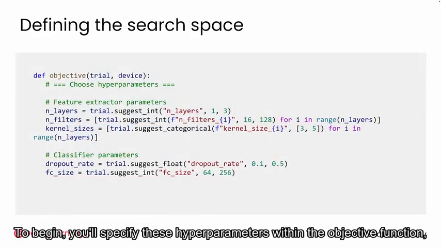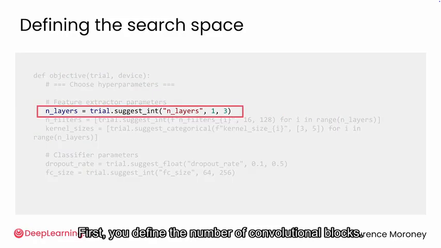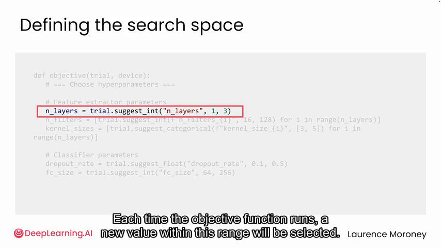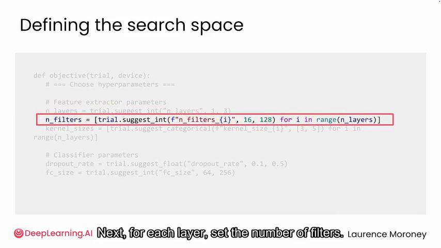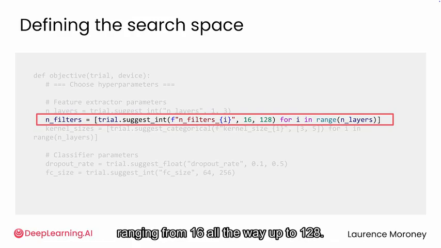To begin, you'll specify these hyperparameters within the objective function, which encapsulates the entire model training and evaluation process. First, you define the number of convolutional blocks. Using the trial object in the objective function, you can specify an integer range from 1 to 3. Each time the objective function runs, a new value within this range will be selected. Next, for each layer, set the number of filters. Since n layers is variable, you can define a list where each value represents a total number of filters per layer, ranging from 16 all the way up to 128.